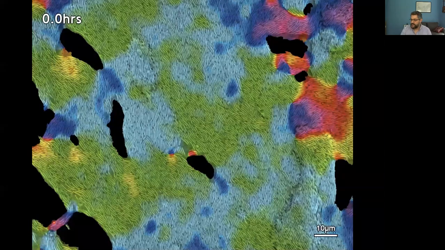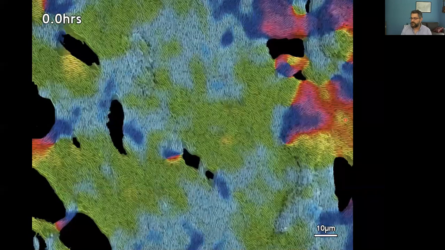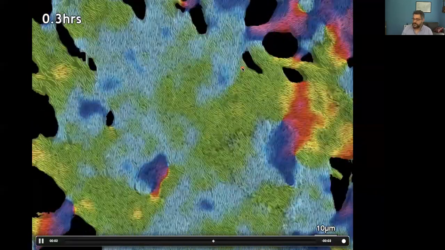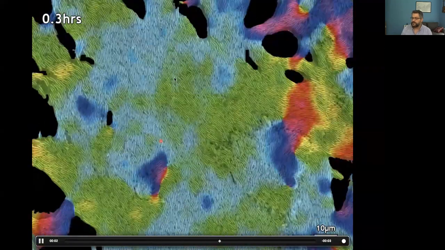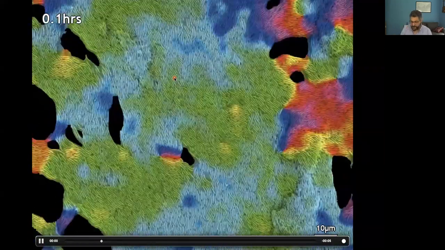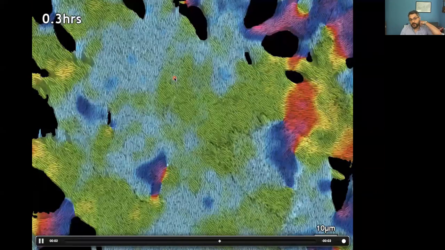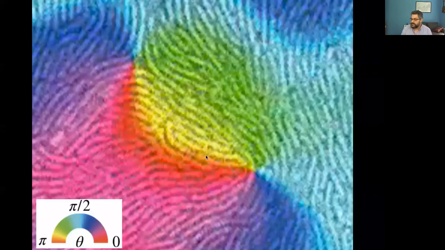We can look for these in our images by quantifying or measuring the local alignment, the direction of the cells everywhere in space. So here's that same image I showed you before, except now in color, I'm telling you which direction the cells are. So green is up left, blue is up, red is to the right, et cetera. You can watch what this movie looks like. And what you'll see is that there'll be specific places in space where the color is very discontinuous. In fact, you have all the colors meeting at once. And that's the location of one of these defects. So here's a defect pair.